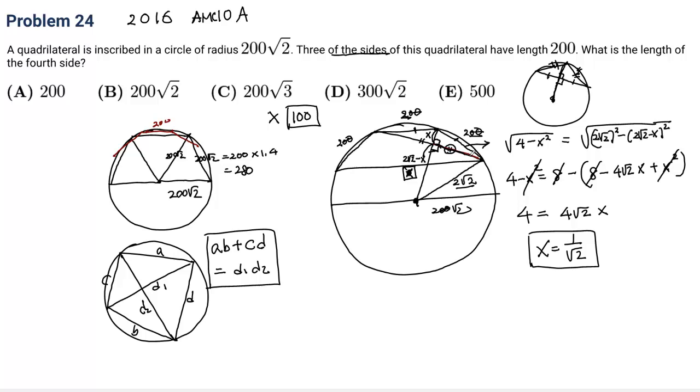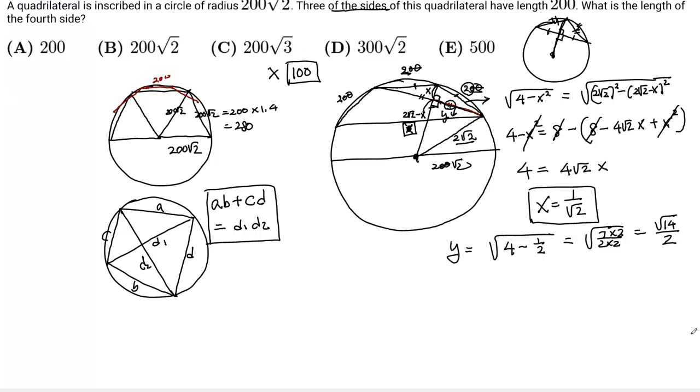But we need this length, the red line. Anyway, this is y, half of this chord. So y equals the square root of 4 minus x squared again, which is 4 minus 1 over 2, that is 7 over 2. Simplified, multiply by 2 over 2, that is √14 over 2. That is the value of y. We are done, right? It's very quick. So the length of this diagonal is 2 times that, which is √14. The other diagonal is the same length by symmetry.